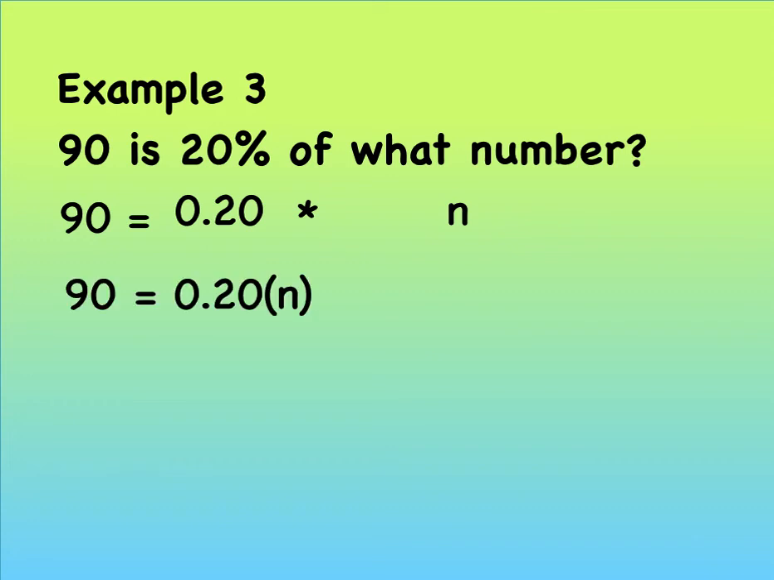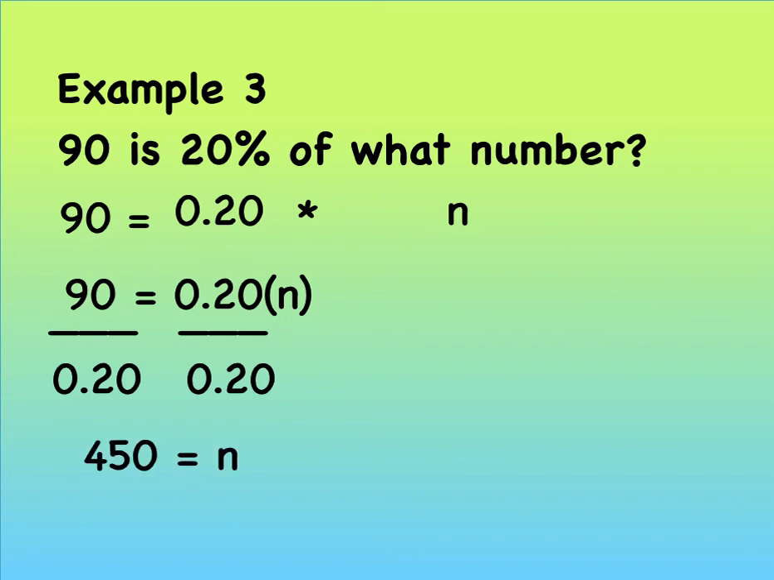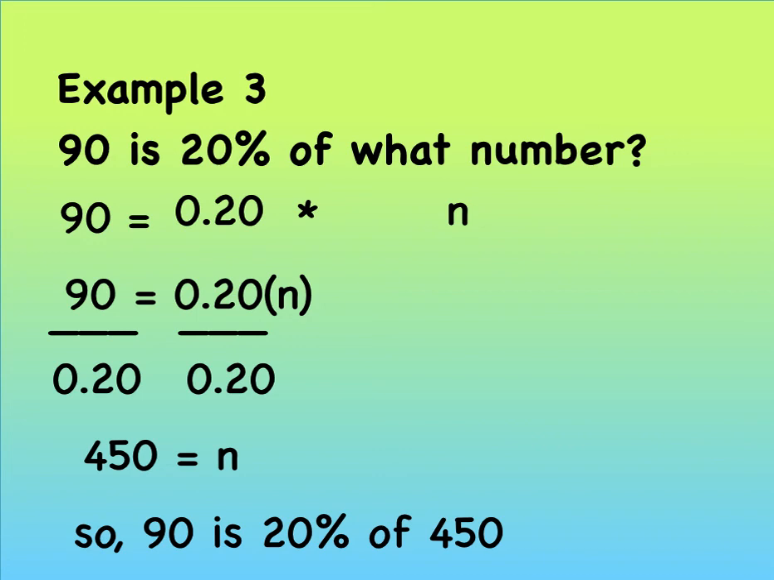90 is equal to 2/10 times n, a one-step equation. Let's solve for n. To isolate our variable, we'll need to divide both sides by 2/10. The 2/10 are canceled out. 90 divided by 2/10 is 450. So 90 is 20% of 450.